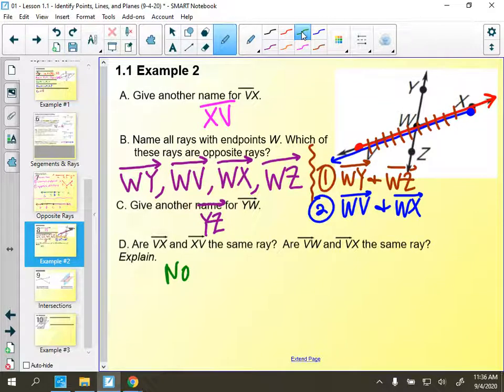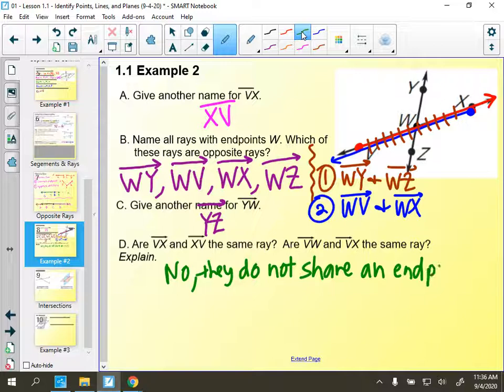As far as an explanation, are they the same ray? No. They don't share an endpoint. That would really be enough to take that off the table. No, they do not share an endpoint. Just like above, we said YZ and YW were the same because they both started at Y and went this direction. These have different endpoints, therefore they couldn't be the same ray.